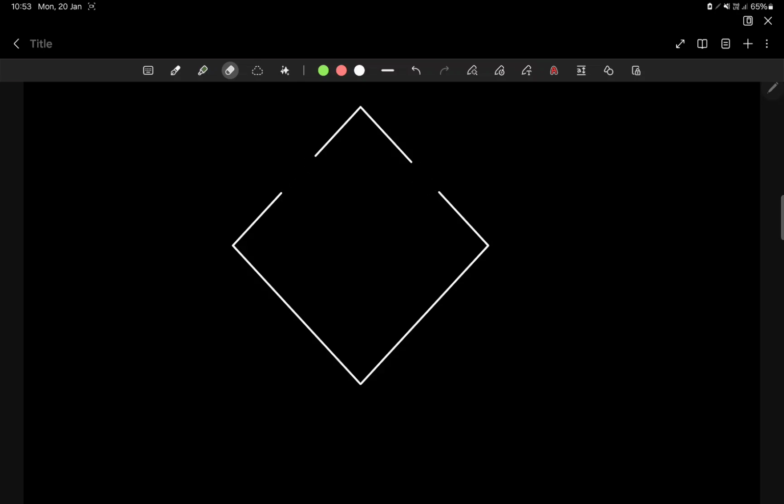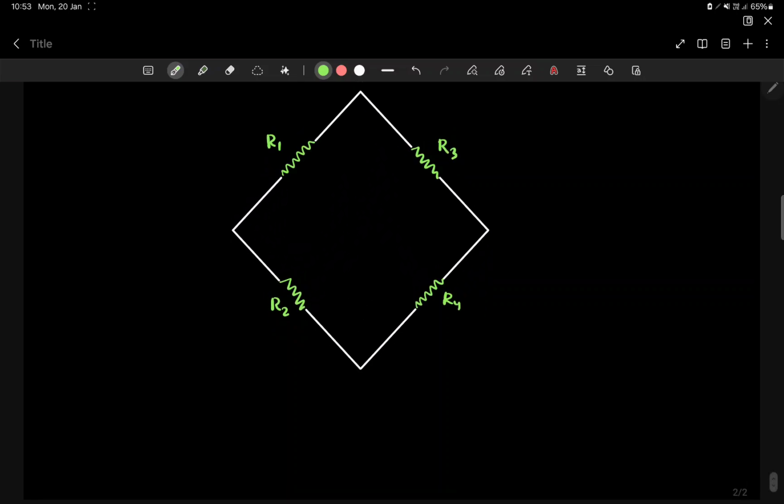So here we have to arrange or attach 4 resistors like this. Suppose these are resistors having resistances R1, R2, R3 and R4. So this is resistance R1, resistance R2, then it is resistance R3 and this is R4.